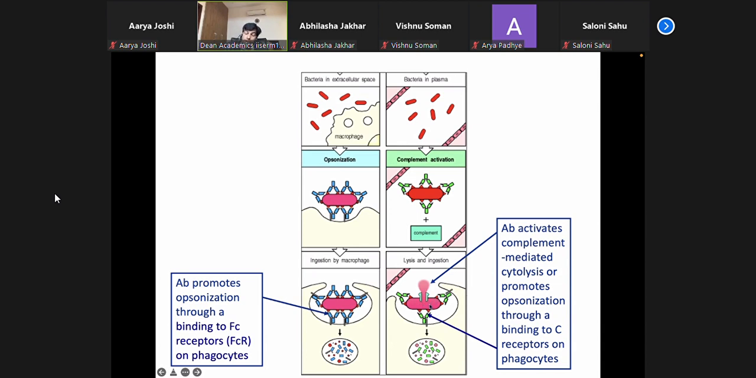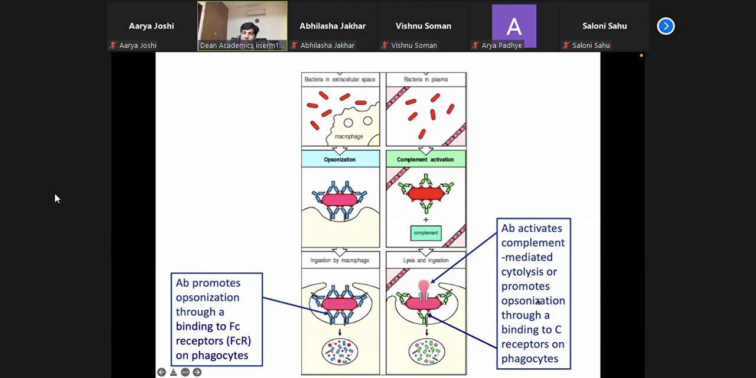But remember, if you are controlling something through the complement system, this is a highly inflammatory process. And many a time, you even fail to control that inflammatory process, and that is more damaging than the microbe itself. But nonetheless, this is one of the other effector functions associated with the antibody molecule. Just read whatever is written in this box: antibody activates complement-mediated cytolysis or promotes opsonization through binding to C receptors on phagocytes.